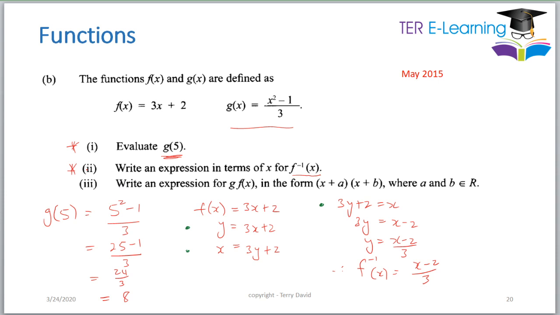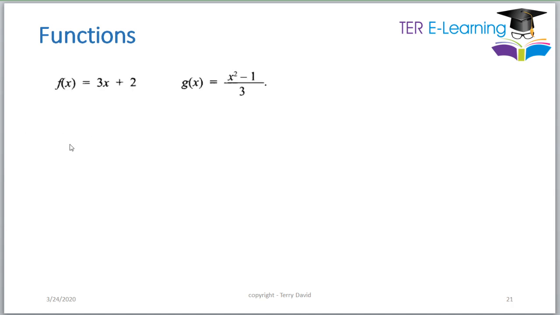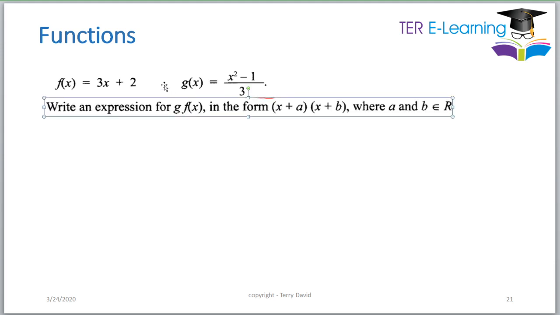The last part now might be a little tricky. So they want us to write an expression for gf of x. So this is a composite function gf of x, but they want it written in this format here: x plus a in brackets, x plus b in brackets, where a and b are real numbers, right?